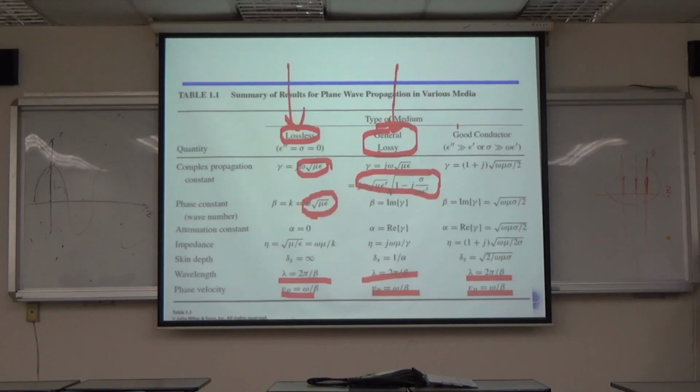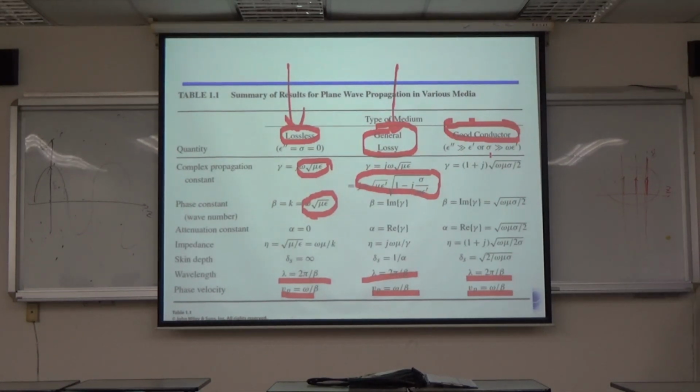We need to continue one more. I think we can continue one more very fast. Let's finish this table today, okay? There is another material. It is not just lossless. It is a good conductor, which means your sigma is very large but not infinite. It's not a perfect conductor. It's a good conductor. Good conductor means your sigma is very large.